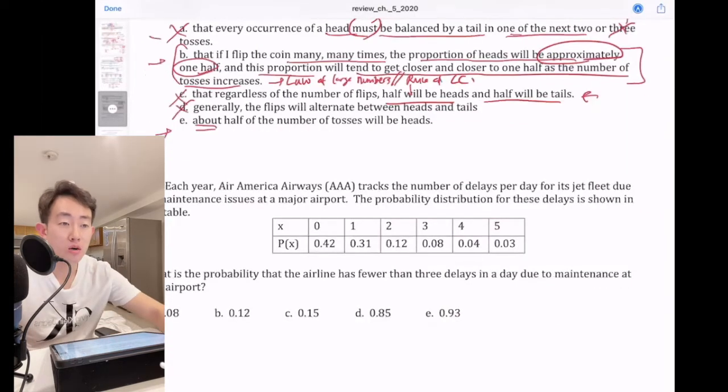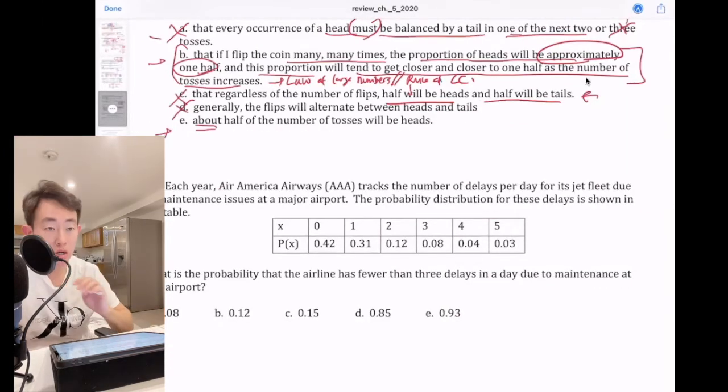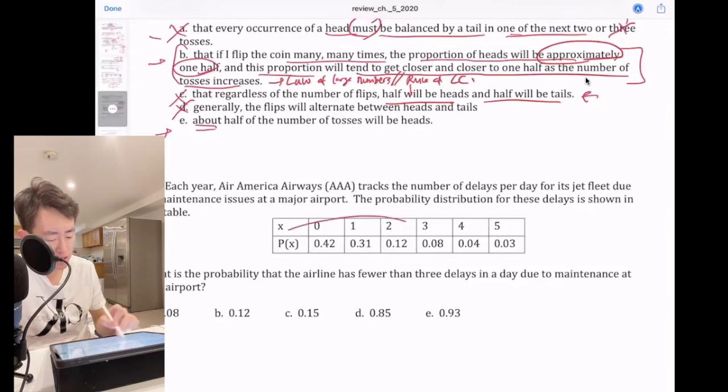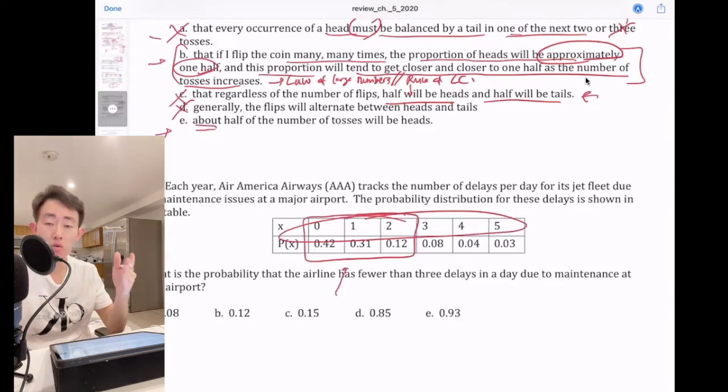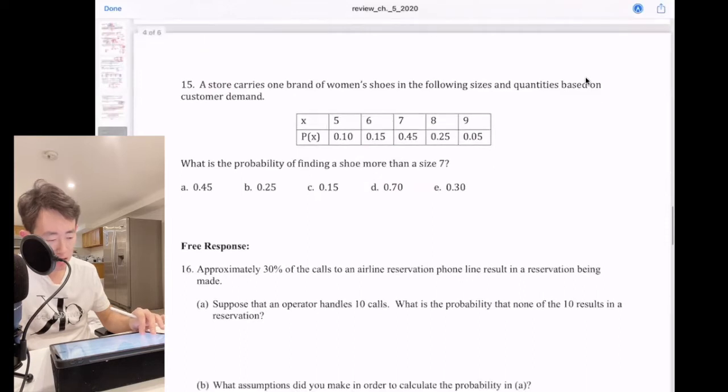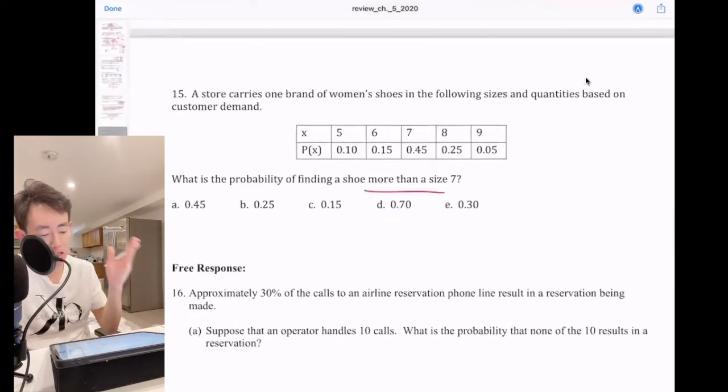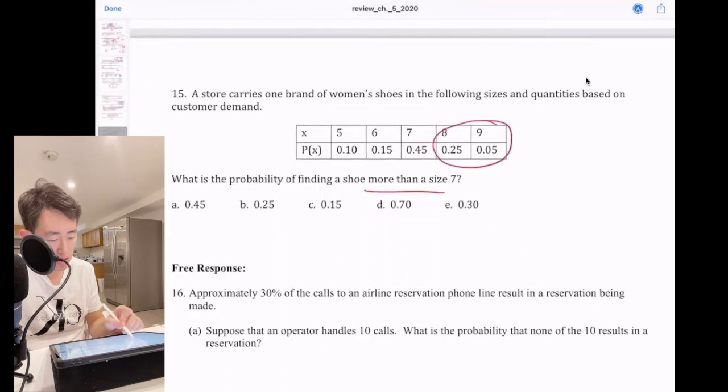Okay, let's keep going. We are looking at number 14. What is the probability that an airline has fewer than 3 delays? These represent the number of days that were delayed. If it's fewer than 3, you're really just looking at these: 0, 1, or 2. So add up the probabilities, and you should get, I think, 0.85. So the answer choice is D. Moving on. Same thing. A shoe size of more than 7 means these two, so that should be 30%, which is E.